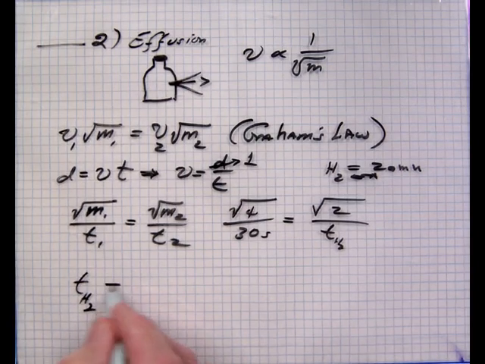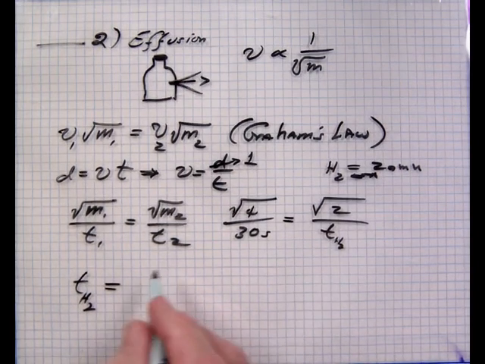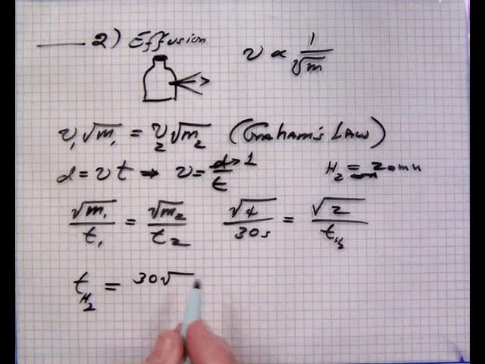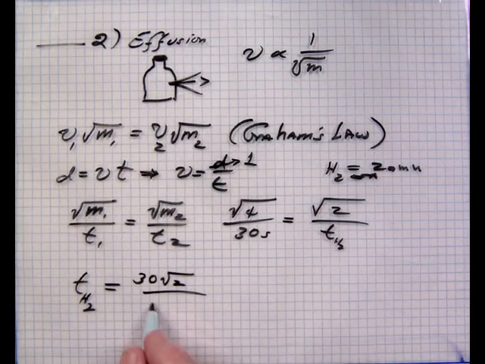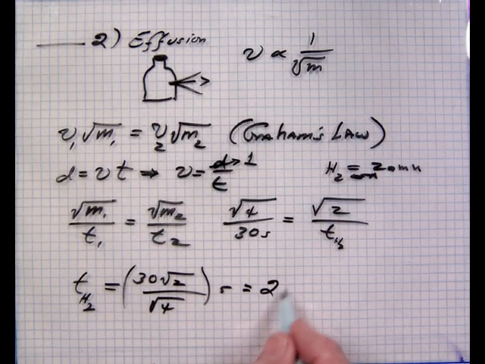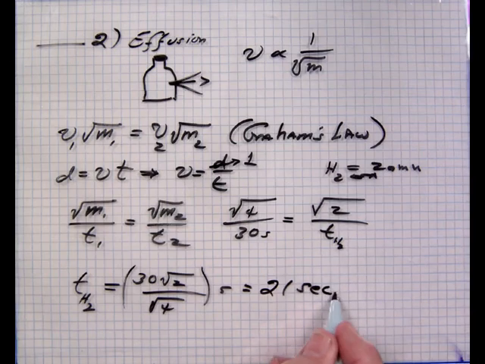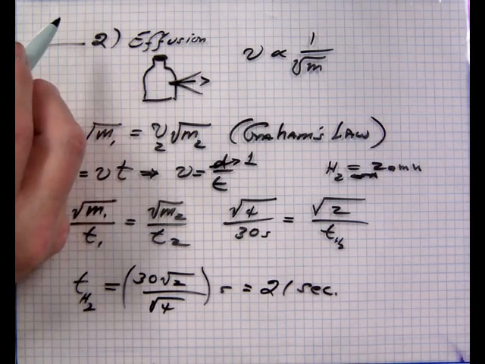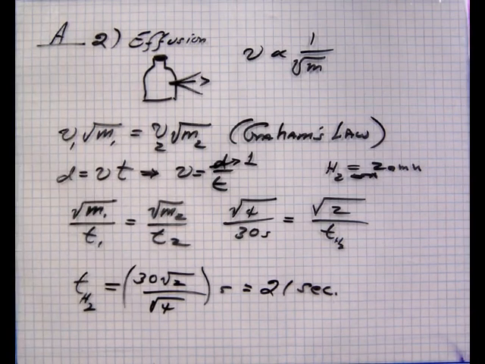And we have a time for effusion of hydrogen is 30 times the square root of 2 over the square root of 4. That's going to come out in seconds, and my calculation shows 21 seconds. Alpha choice.